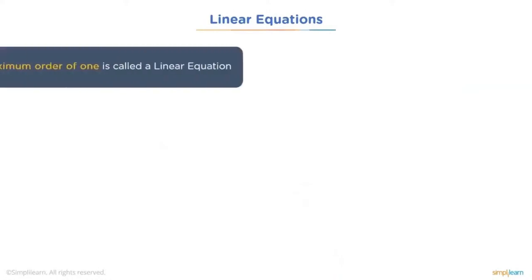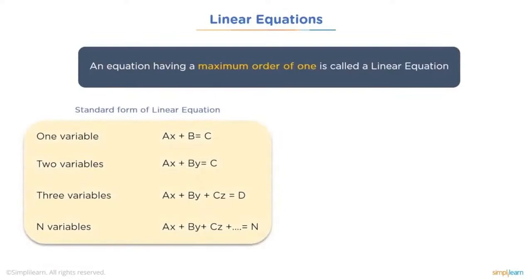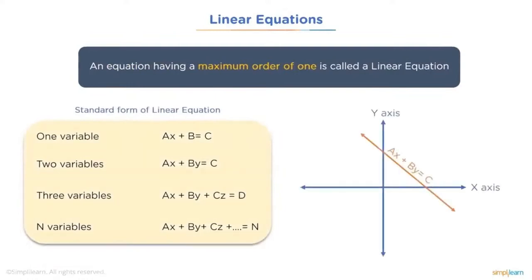So when we're looking at linear equations, let's dig deeper into that one. An equation having a maximum order of 1 is called a linear equation. It's linear because when you look at this, we have ax plus b equals c, which is a one variable equation. We have two variables, ax plus by equals c, ax plus by plus cz equals d, and so forth. But all of these are to the power of 1. You don't see x squared. You don't see x cubed. So that's what we're talking about with linear equations.